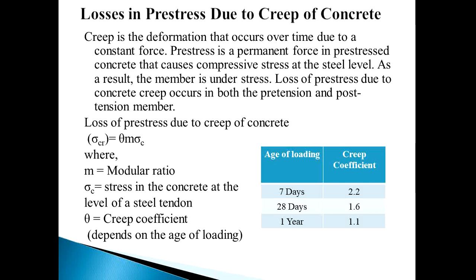So creep is a deformation that occurs over time due to a constant force. Pre-stress is a permanent force in pre-stressed concrete that causes compressive stress at the level of the steel. As a result, the member is under stress. The loss of pre-stress due to concrete creep occurs in both the pre-tensioning and post-tensioning member. So by considering the following equation, we calculate the losses of pre-stress due to creep of concrete equal to phi into m into sigma c, where phi is the creep coefficient, m is the modular ratio, and sigma c is the stress in the concrete at the level of the steel.